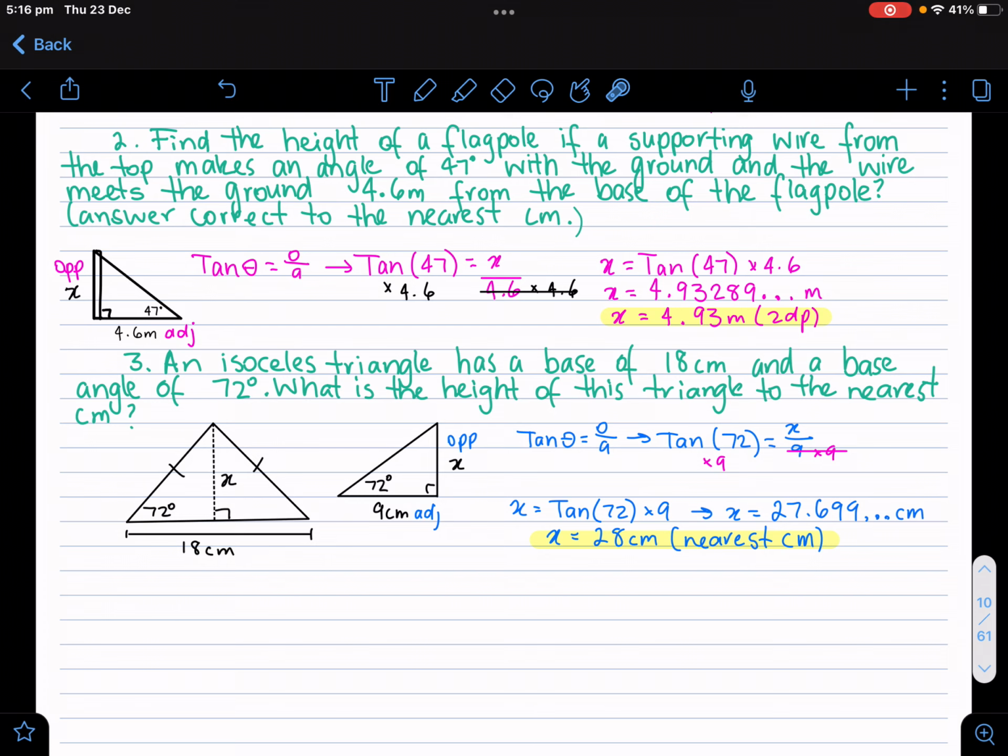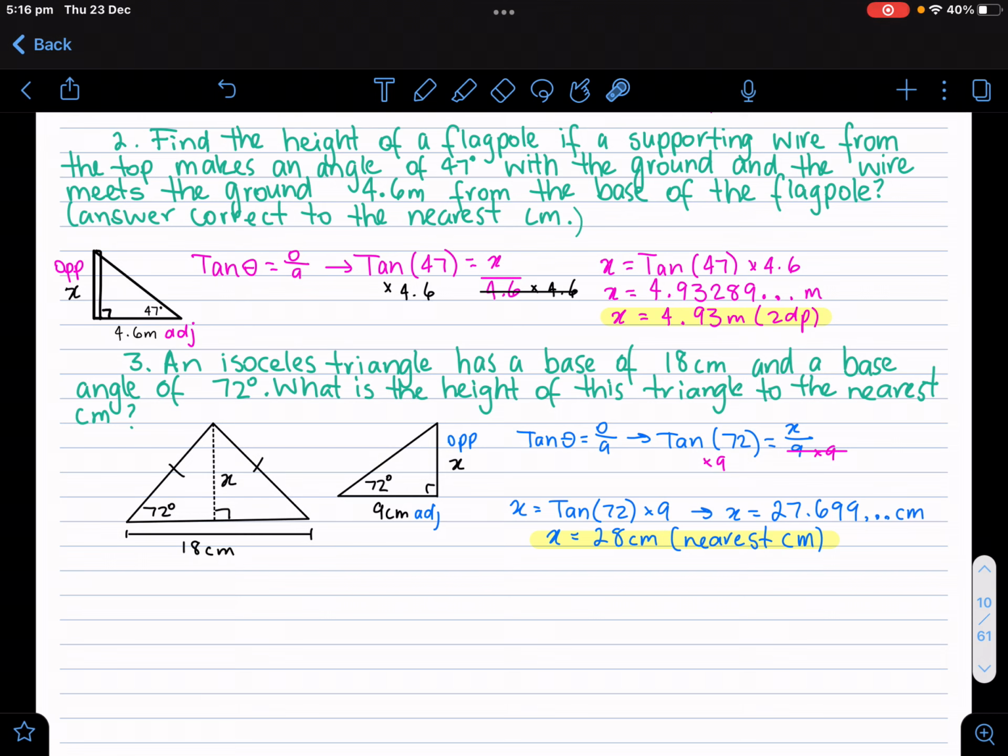Well, here, this question is a little different because they've told us what they want us to find at the beginning of the question. It says find the height of a flagpole. So let's draw the flagpole, let's draw the ground, and let's draw the supporting wire. Now the question says that the wire makes an angle of 47 degrees with the ground. So the 47 goes there, and is 4.6 meters from the base of the flagpole. From the base of the flagpole, it's 4.6 meters.